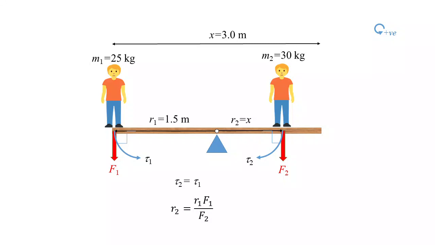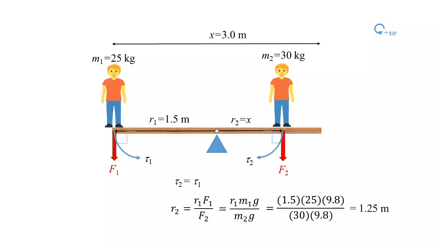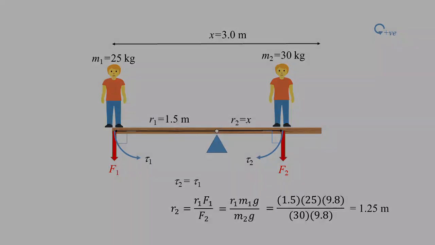Now we can solve for R2 by substituting the values for R1, F1 and F2, noting that force here is the weight of the two children. This gives us a distance of 1.25 meters. So in order to balance the left child, who is standing 1.5 meters left of the pivot, the child on the right must stand 1.25 meters on the right of the pivot. Under this condition, the seesaw will not have any net torque and therefore no rotation in either direction.